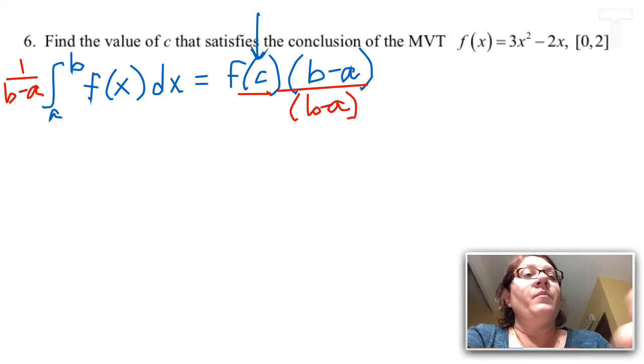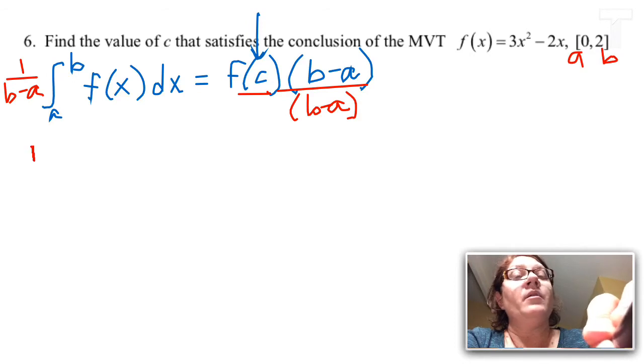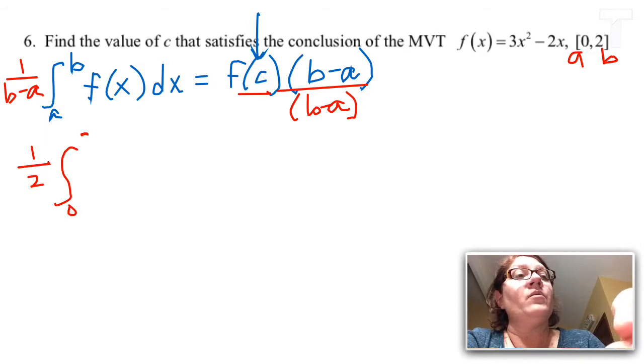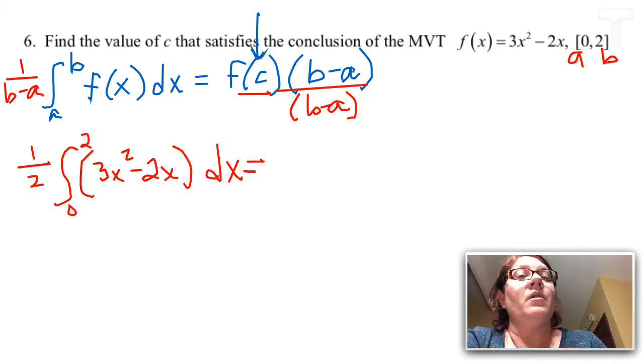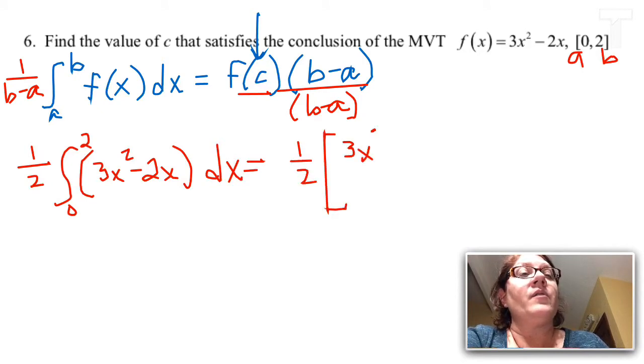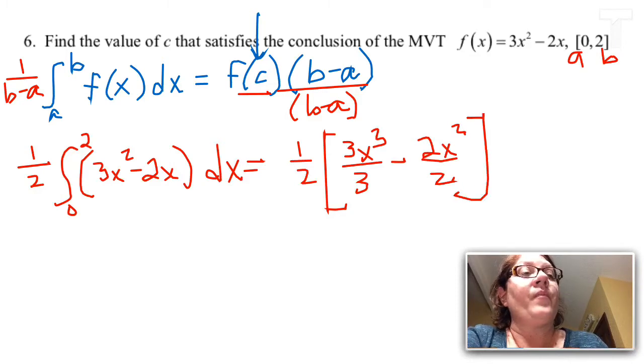Okay, so I know a and b. So I'm doing 1 over 2 minus 0. And then I'm integrating from 0 to 2 my function, which gives me 3x cubed when I power up and divide by 3, minus 2x squared when I power up and divide by 2. Of course, these are both going to simplify.